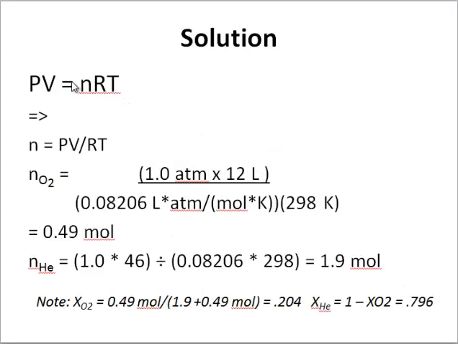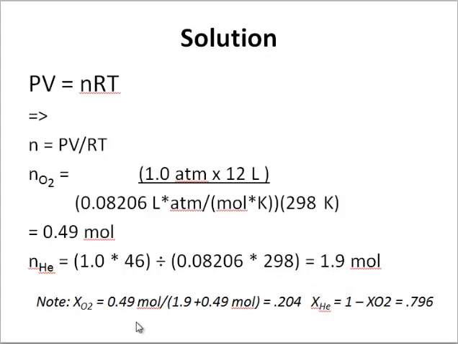Okay. First, we need to solve for moles of oxygen and helium. PV equals nRT, n is PV over RT. And we can solve for moles of oxygen using the ideal gas law. Notice moles are the units that survive, and they're in the denominator of a fraction, so they come up into the numerator. There are 0.49 moles of oxygen, and I can make a very similar calculation. I don't even show the units here since they're identical to the situation above, and there are 1.9 moles of helium.